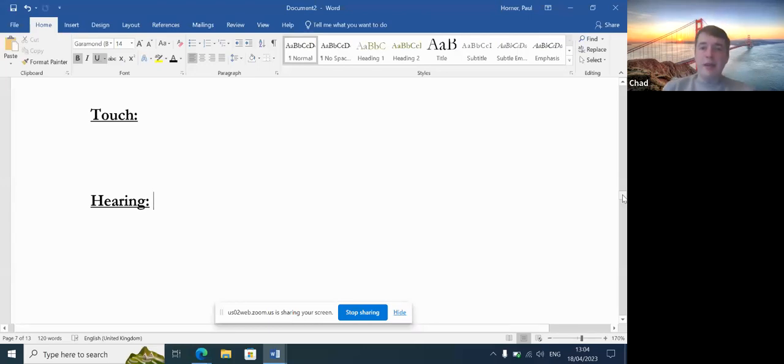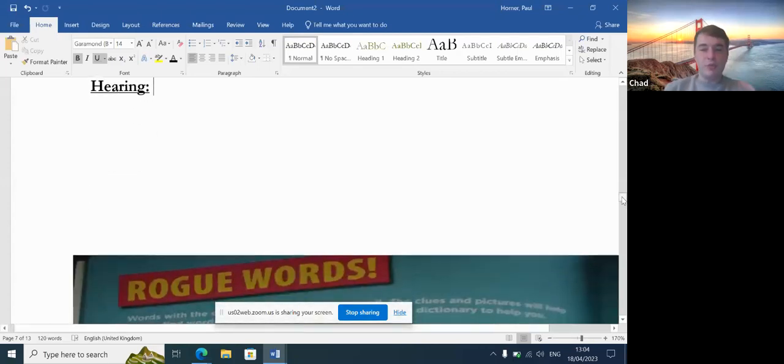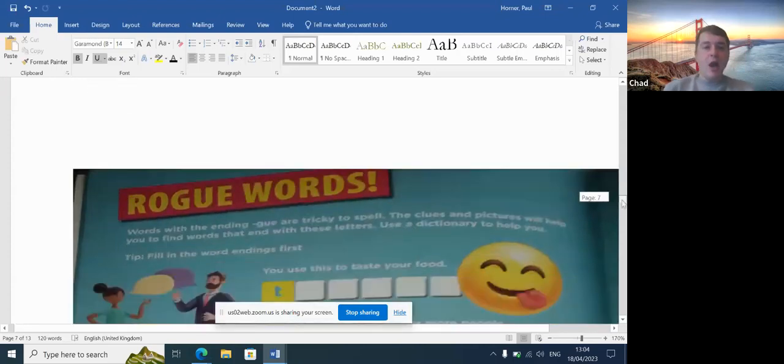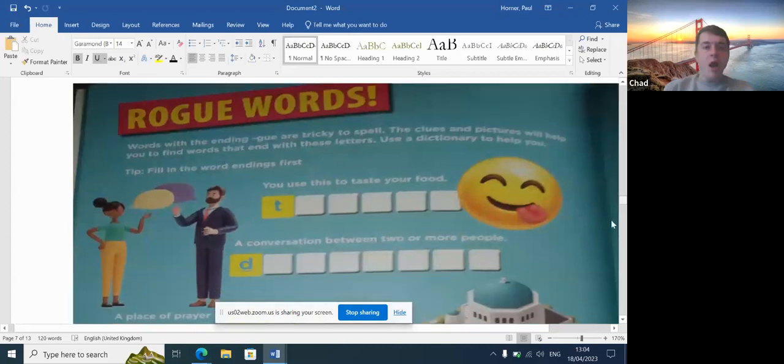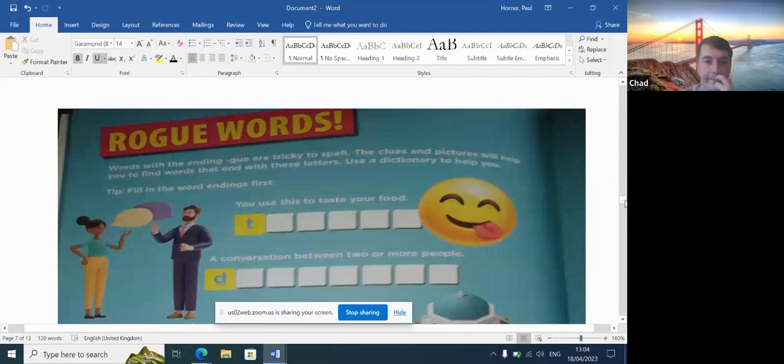Okay, so we've got a few more minutes, students. I'll not keep you too long. I found this activity here, rogue words with the ending G. They are tricky to spell. The clues and pictures will help you find words that end with these letters. You can use a dictionary to help you, but I don't think we'll need one.